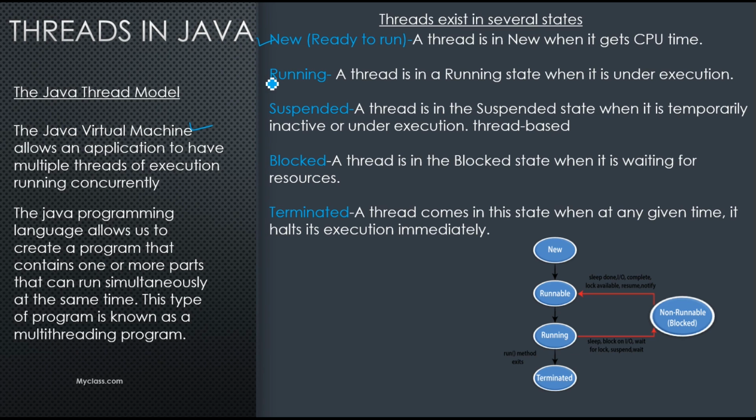The first state is new. New state means ready to run. Ready to run means the thread is just going to get CPU time for execution. That means it is runnable, ready to run. So that is our new state.